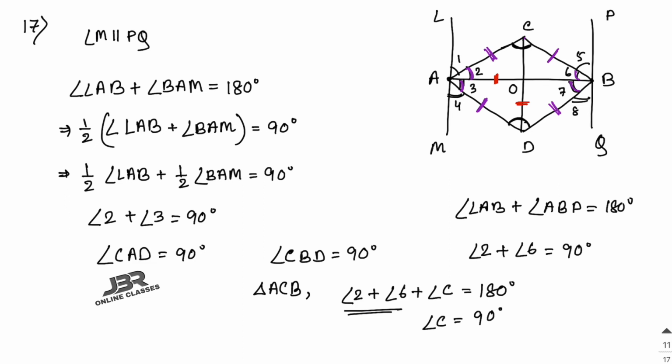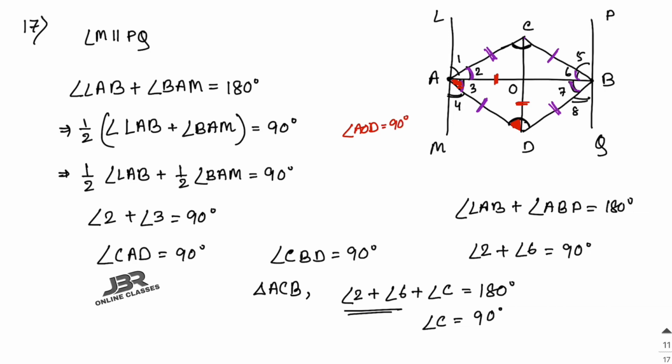Now as AO is equal to OD, that means this one is an isosceles triangle. So as angle 3 is equal to 45 degree, then definitely this angle is also equal to 45 degree. So 45, 45, then definitely angle AOD is equal to 90 degree.